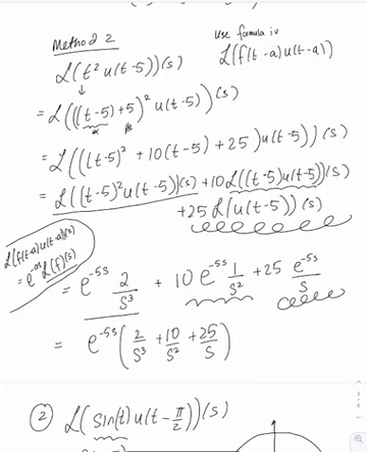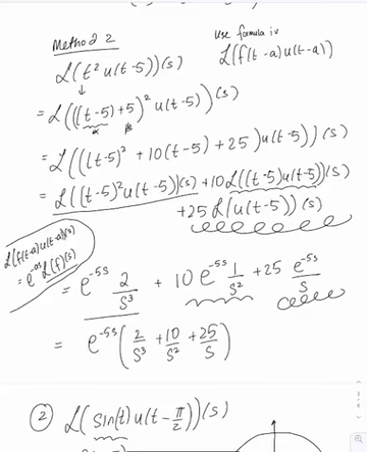Plus factor out the 25, Laplace transform of u of t minus 5. Okay? And let's take a look. What is the Laplace transform of t minus 5 squared times u of t minus 5? We're just going to apply the formula. What do we need to do? What does the formula say?